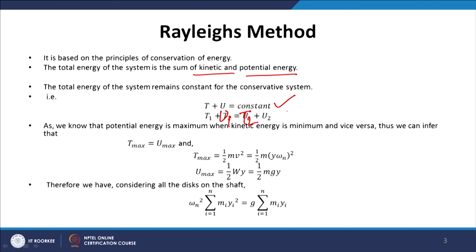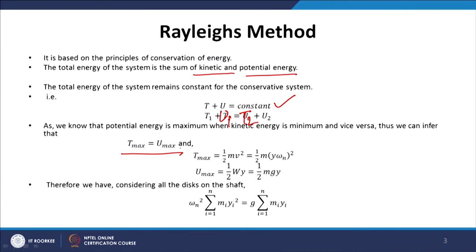Or we can say that the maximum energies are the same, because there are points during the motion when the maximum potential energy is converted to maximum kinetic energy, and when one is maximum, other is zero. So in this condition, the T max equal to U max, and T max, that is the kinetic energy maximum, half mv square. So half m v is y into omega n. So y into omega n, y is the transverse deflection, and y omega n is the speed, critical speed.